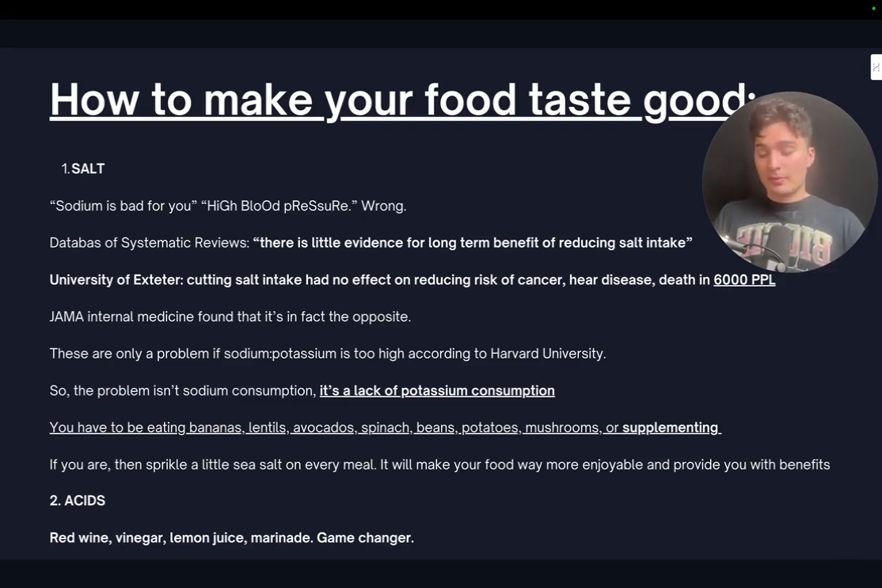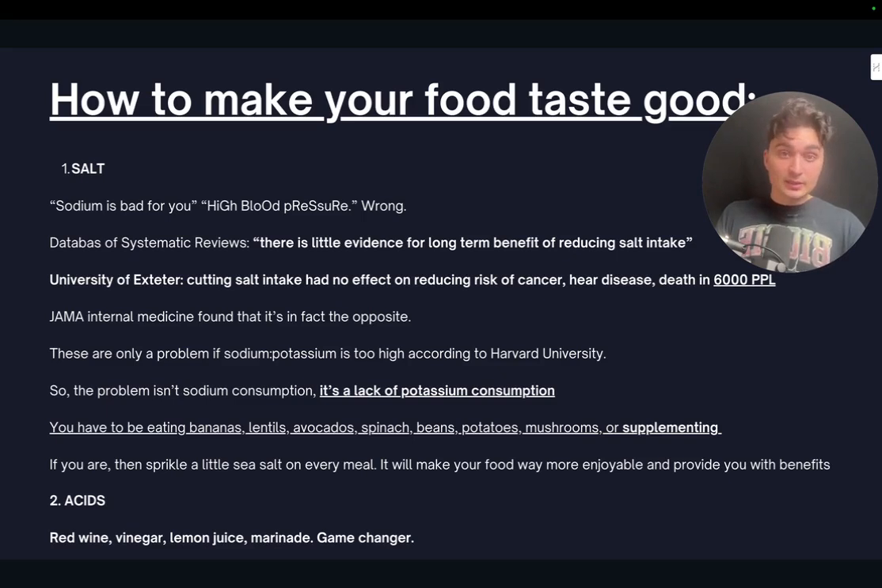Okay, the only problem that sodium pertains to is when people don't match their sodium intake with a sufficient amount of potassium. Okay, if your sodium to potassium ratio is too high, according to Harvard University, then yes, that can lead to problems, the problems that I've listed above. So the problem isn't sodium consumption, it's a lack of potassium consumption. So you need to make sure, obviously the easiest way to do this is to buy those electrolytes, those LMNTs, what's the other one? Liquid IV, and just supplement with potassium, okay? Or just make sure you're eating bananas, avocados, spinach, potatoes, good amounts of potassium, so that you don't have to worry about salting your food, for example.